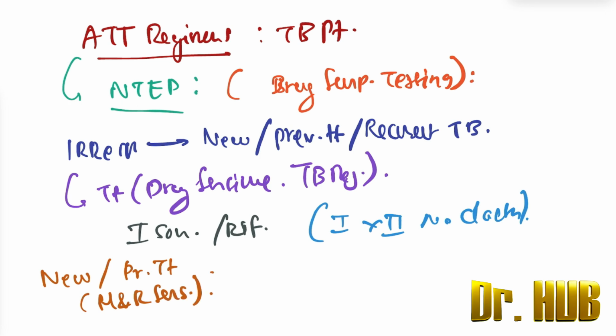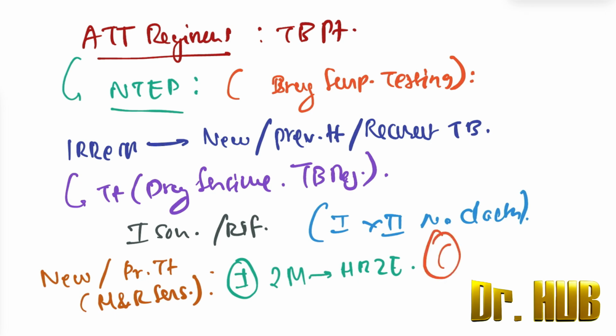In such cases, the intensive phase is going to be 2 months of HRZE, and next there is something known as the continuation phase. The continuation phase is 4 months, and this will be 4 months of HRE.